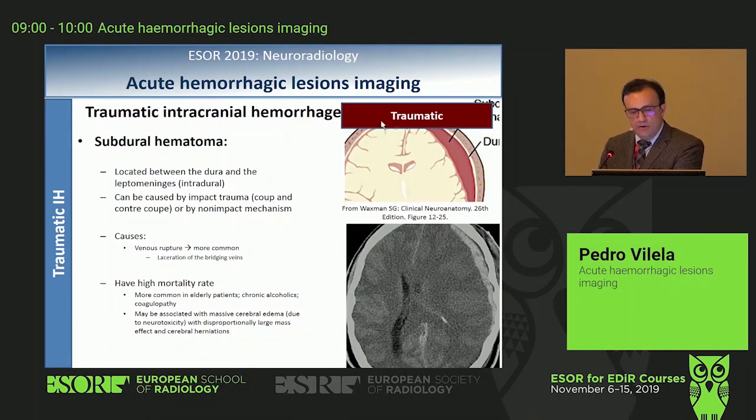Subdurals are located between the dura and the leptomeninges, are also most commonly traumatic, and the most common cause is venous rupture. And they are associated with a higher mortality rate because they are more common in elderly patients and patients with coagulopathy. And you see here the typical shape of the subdural hematoma, associated with a significant mass effect.